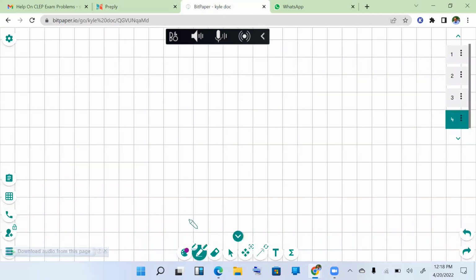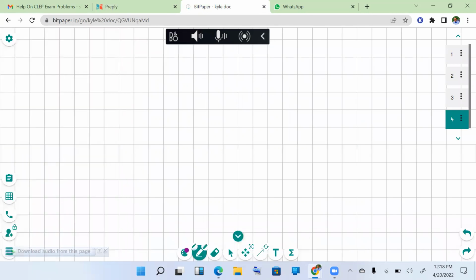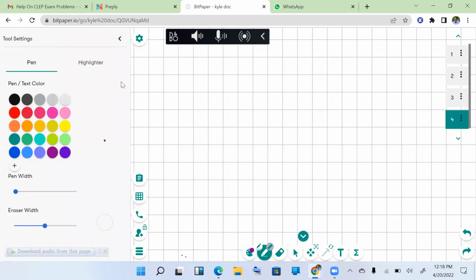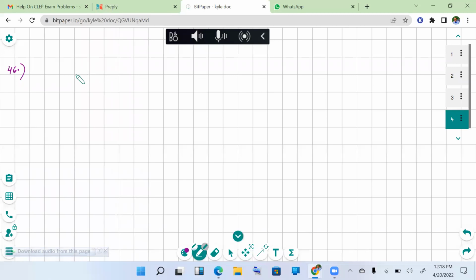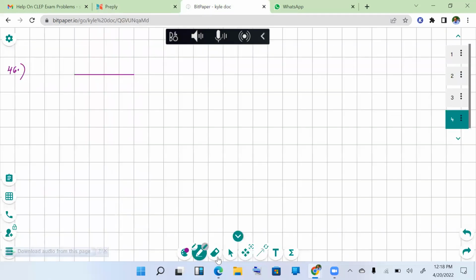Okay, so let's think about number 46. Looks interesting. So we have a square tablecloth, and my square tablecloth looks like this. Oh, yeah. It's a square tablecloth lying on a flat top. Let me just write the question.